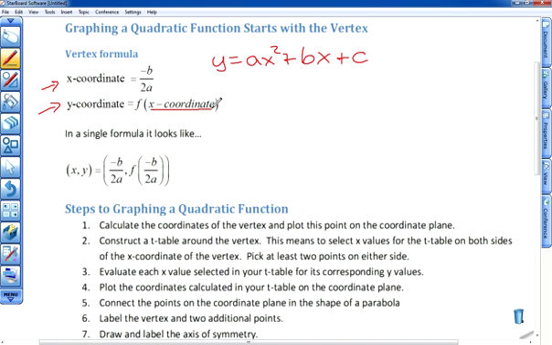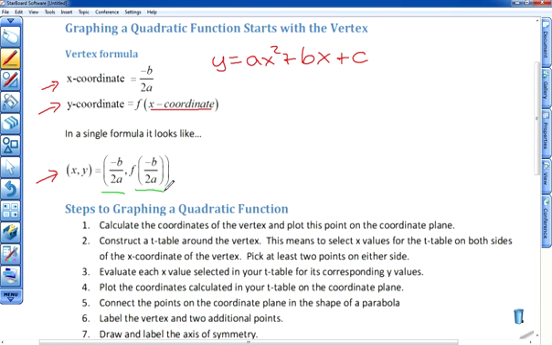In a single formula, it looks like this. The coordinate point x, y, which is your vertex in this case, is the coordinate point negative b over 2a, there's the x coordinate, and f of negative b over 2a. In other words, you're taking the x coordinate, negative b over 2a, and plugging it into your function f to find your y coordinate. Okay, we'll end up using that formula in the examples that we have next.